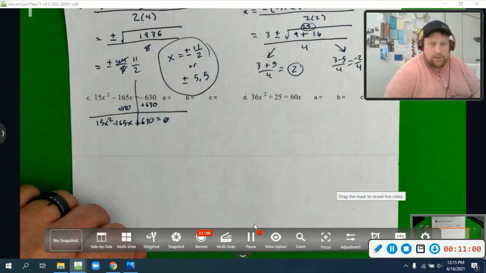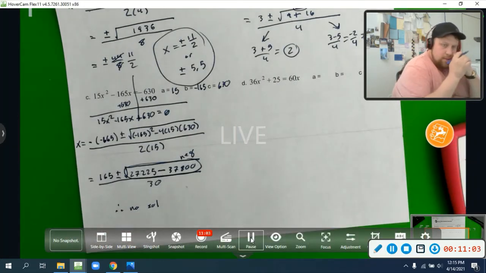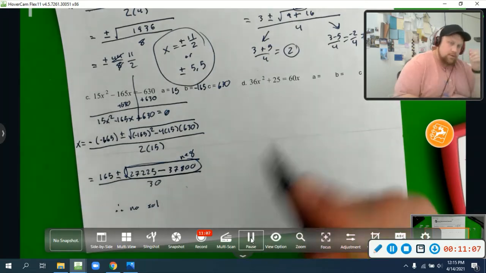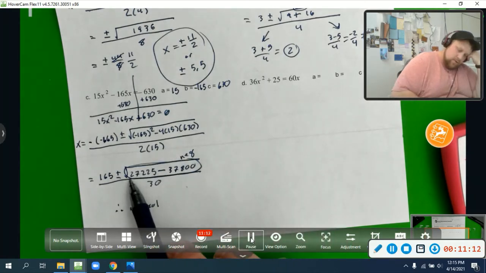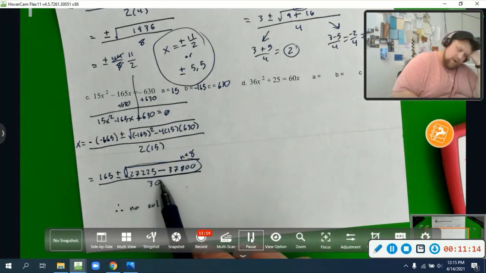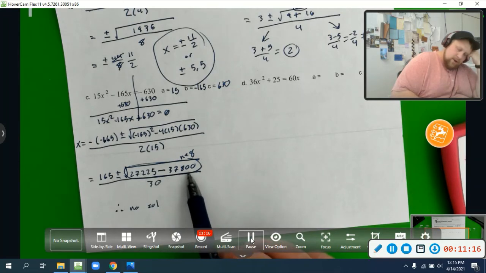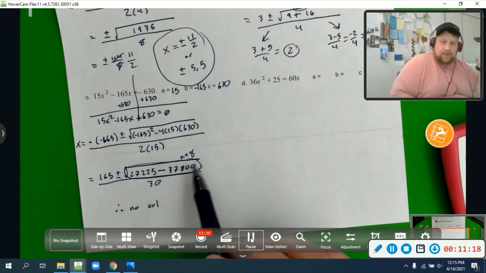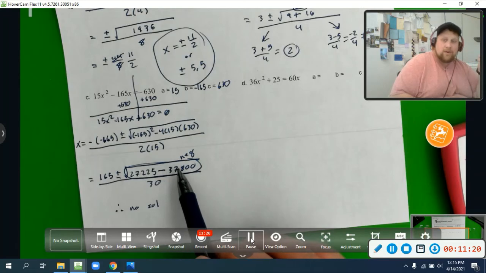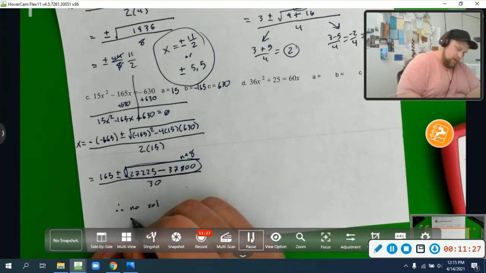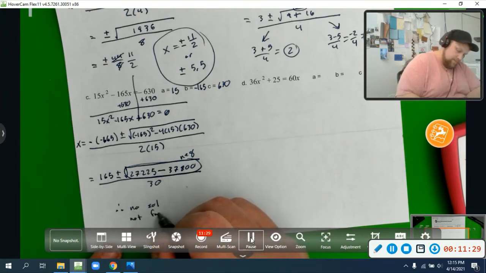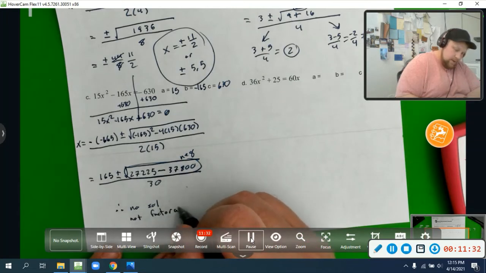Okay, so I'm going to unpause it. Let's look and see what happened, guys. We took the root. So we figured it all down here. And again, don't be afraid of the large numbers, because what happens? I end up with the square root of 27,225 minus 37,800, which I don't even care what that answer is, because at the end of the day, if that's a bigger number, it's going to make a negative under the radical. You can't take the square root of a negative number. Therefore, no solution, or you can put not factorable, either one. And why not? Because it's not going to touch the axis.